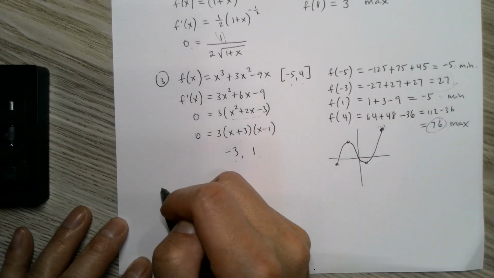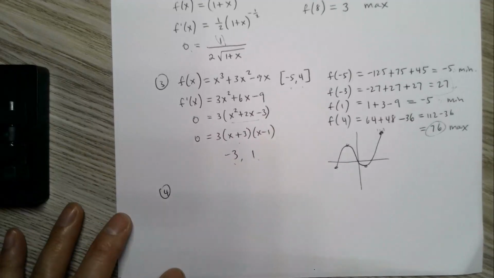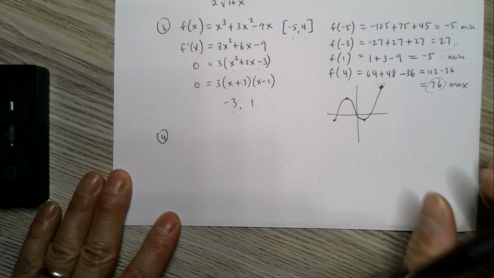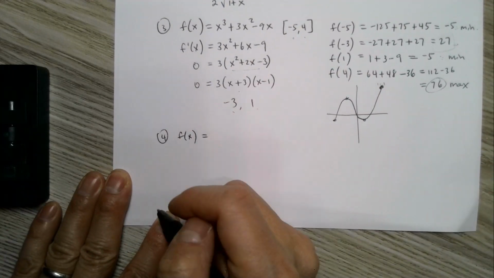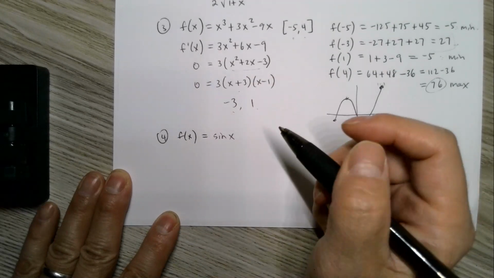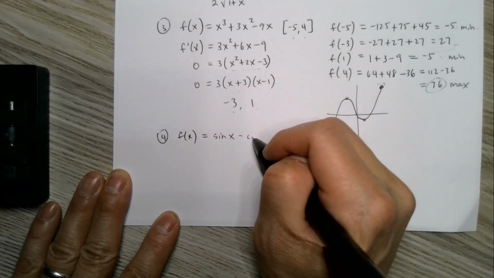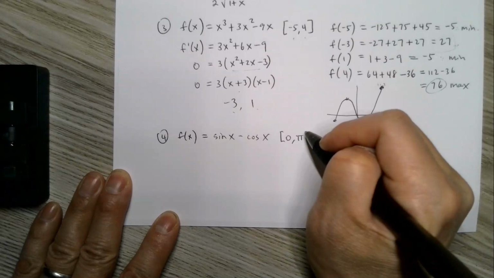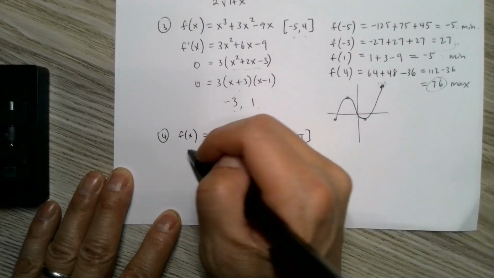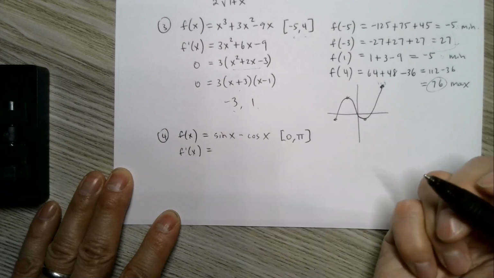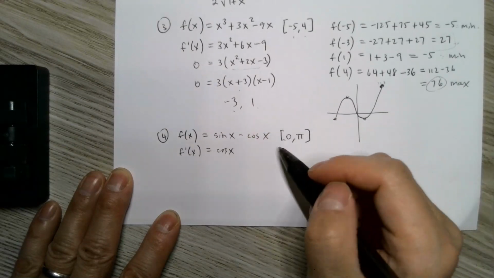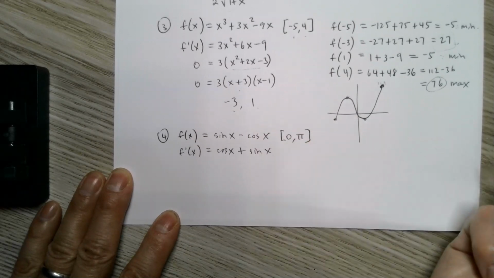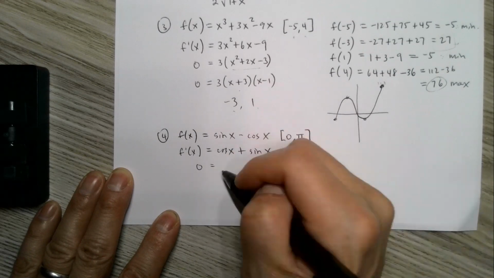Alright, now we're on to the fourth example. This one's going to have a little trig in it. Always got to include some functions with trig, because you don't want to forget your derivatives of trig ratios. Okay, so first derivative of sine is cosine. Derivative of cosine is negative sine, so that'll turn it into plus. Now I set this to 0.